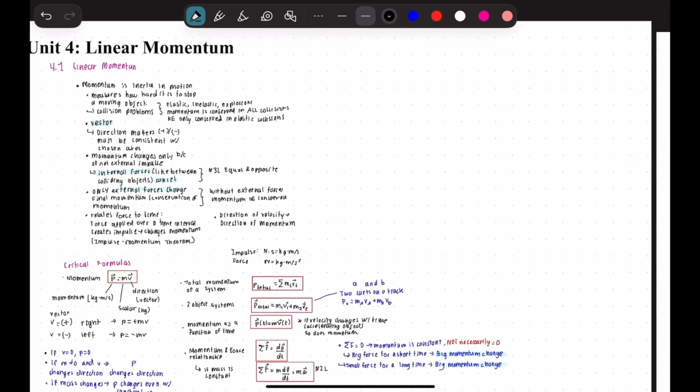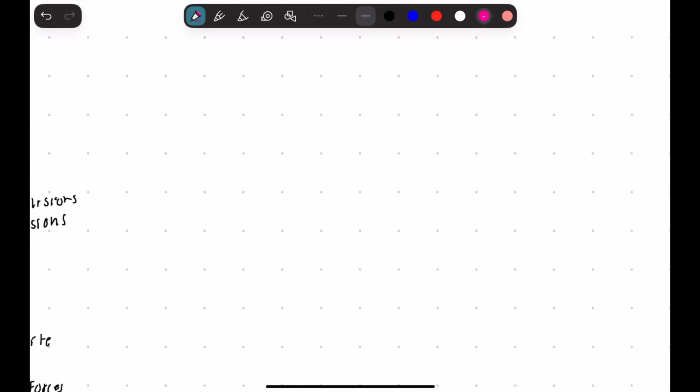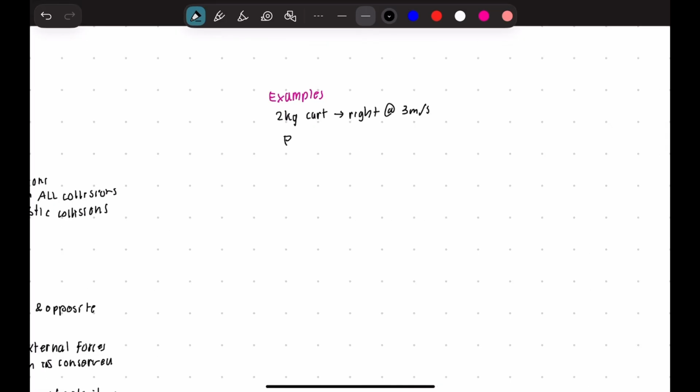Let's do some examples actually. Let's say that a 2 kilogram cart goes right at 3 meters per second. So that's just really simple. mv, 2 times 3 is just equal to 6 kilogram meters per second.